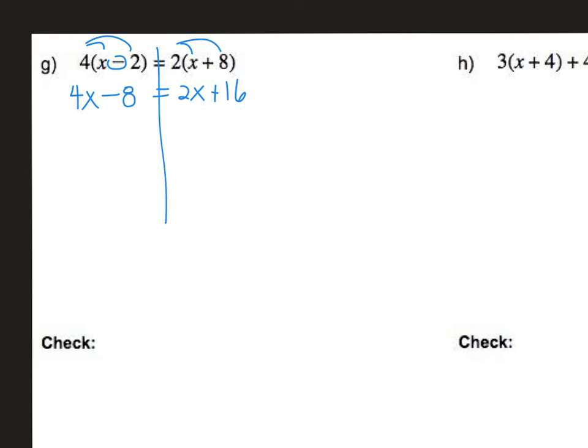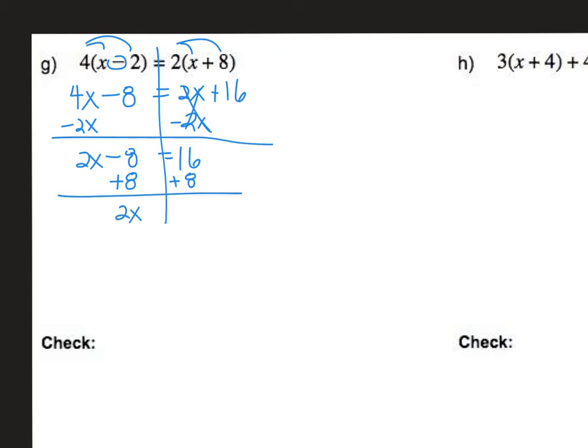Now, no like terms to combine, so we need to get our x's together. We have a positive 4x and a positive 2x. Let's get rid of our positive 2x by subtracting 2x. Again, doesn't matter which one we move. 4x minus 2x is 2x. Over here, we're left with 16. To get rid of minus 8, let's plus 8.